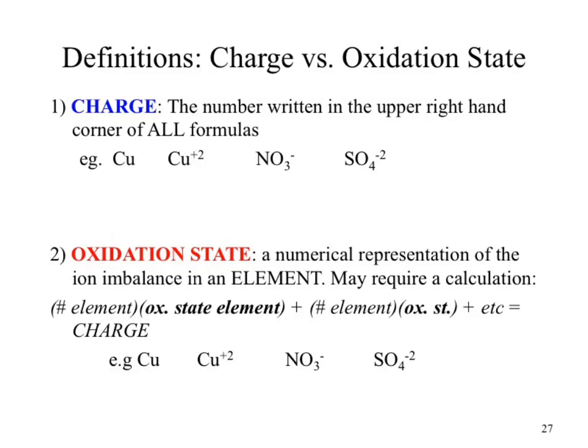So, if we take a look at these formulas, what is the charge for that first structure? It's the charge for the second structure. +2. Charge for NO3 or nitrate. -1. The charge on sulfate. -2. Charge is given to you. It's in the upper right-hand corner for every single one. Where it becomes challenging is when we now go through and look at the oxidation states.